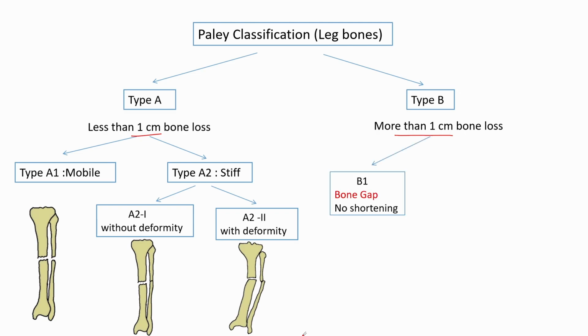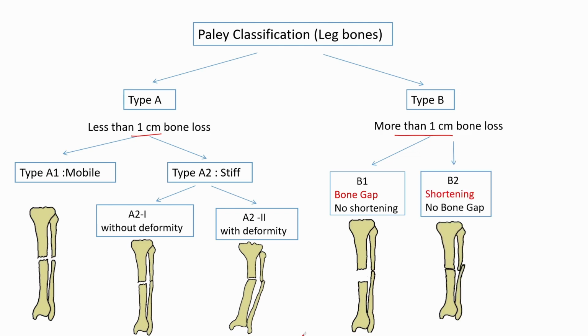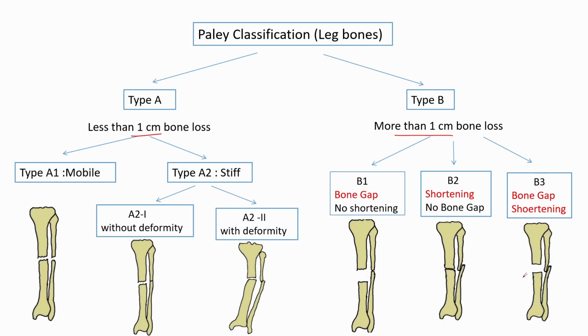Type B is further classified into B1, B2 and B3. In B1, there is a bone gap. However, there is no shortening of the bone overall. In B2, there is shortening of the bone. However, there is no bone gap. And in B3, there is both shortening and bone gap present at the fracture site.